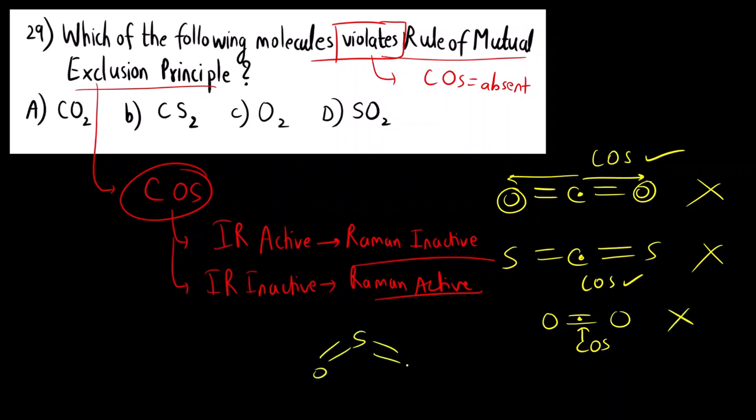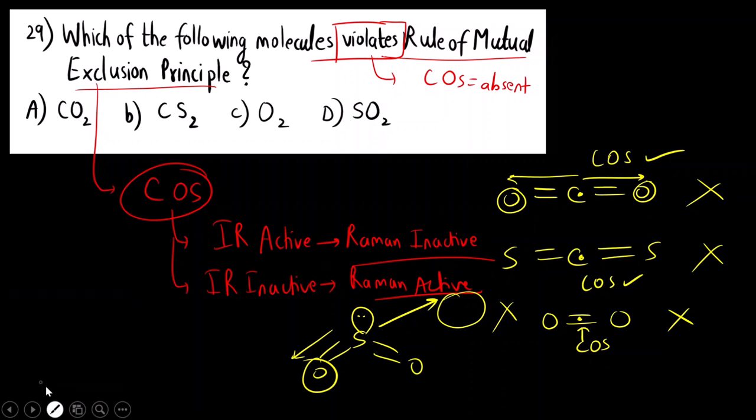SO2 geometry is bent like this. There is one lone pair. So here below if I go, I get oxygen. Exactly opposite, here there is nothing. So the correct answer for this is going to be SO2.